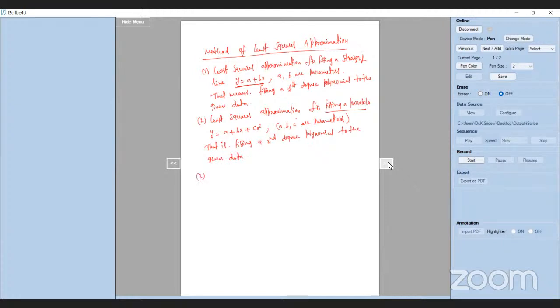Similarly, you are also going to find a least squares approximation for fitting a curve y is equal to a into x to the power m. Here m is not a parameter. It is a fixed number. Here a is a parameter.